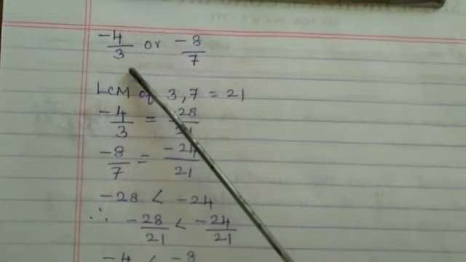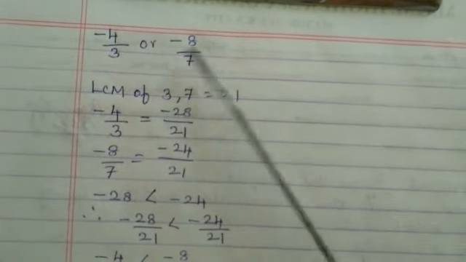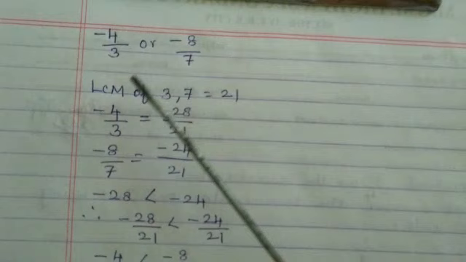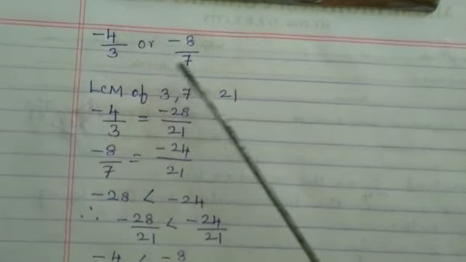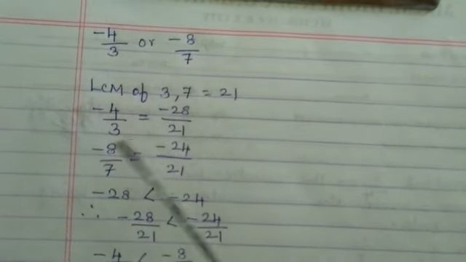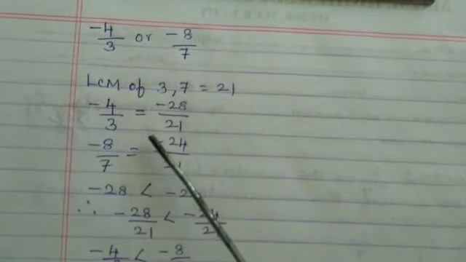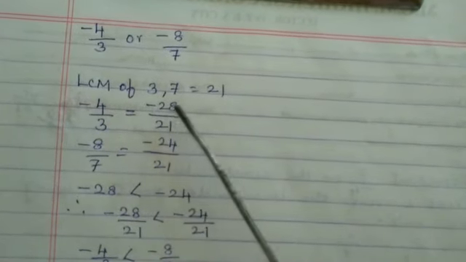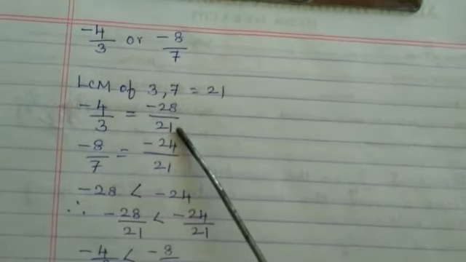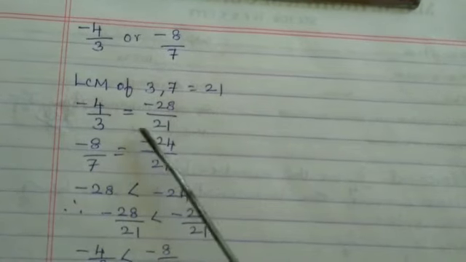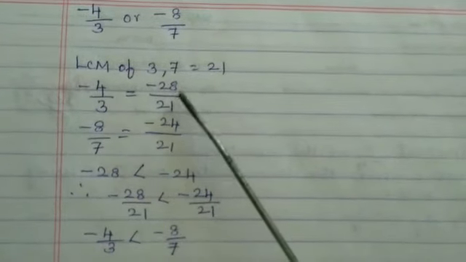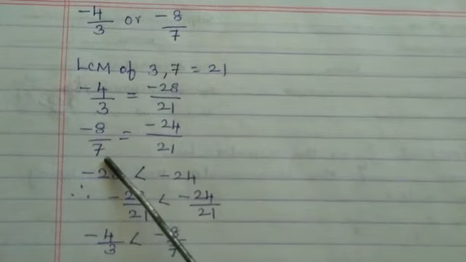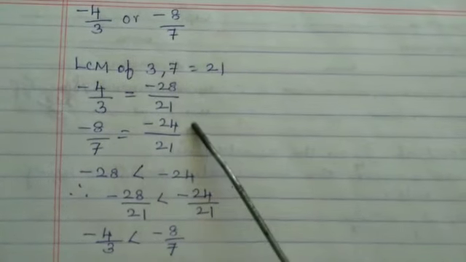So minus 4 by 3 and minus 8 by 7. The denominators are different, so we have to take the LCM and convert into like denominators. That is, we are going to find the equivalent fractions of the given rational numbers. Minus 4 by 3 is equal to minus 28 by 21. You know all these processes from earlier classes, so I have directly written here. Minus 8 by 7 is equal to minus 24 by 21.